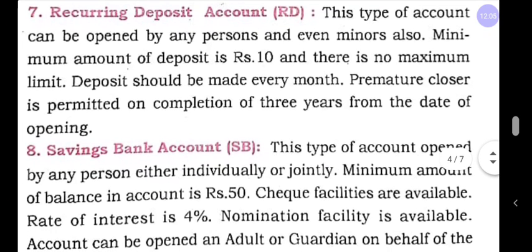And next we have the recurring deposit account. This account can be opened by any person, and even a minor below 18 years can open it. The deposit should be made every month. Premature closure is permitted after completion of 3 years. Here the period of an RD is 3 years. The minimum you have to pay is 10 rupees, and there is no maximum limit.